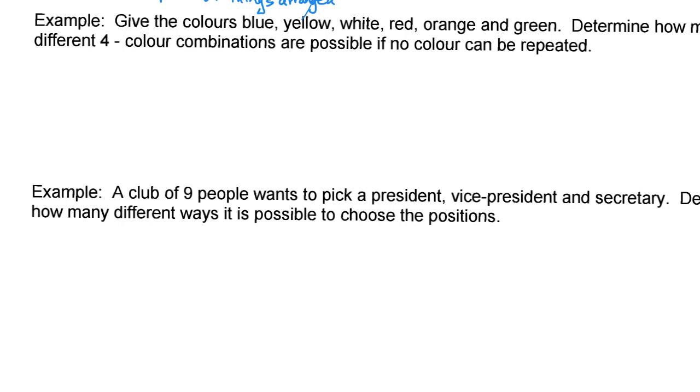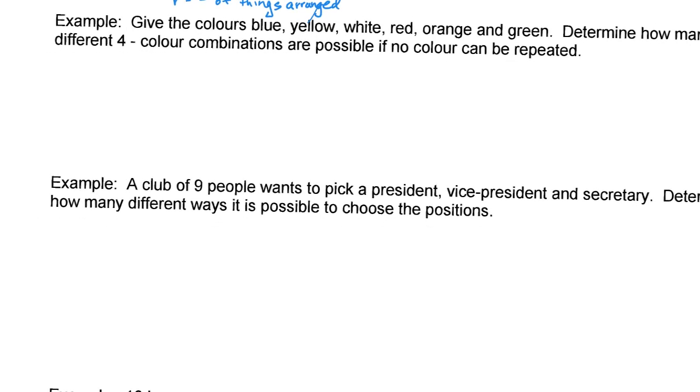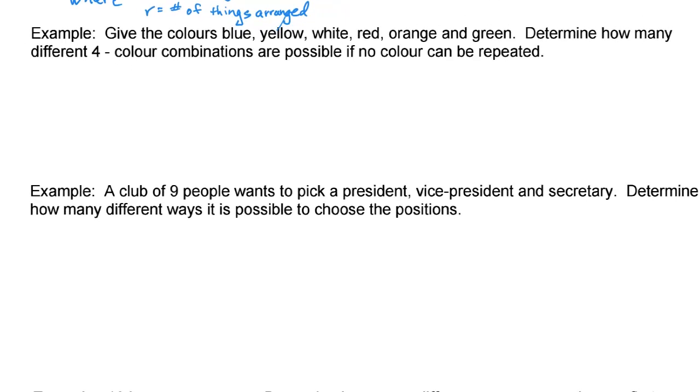So imagine we're given the colors blue, yellow, red, orange, and green. Okay, now I need you to determine how many different 4 color combinations are possible if no color can be repeated. So the moment that you see that no color can be repeated, that requires a factorial. Now let's take a look at that. So at the beginning, it says the number of color combinations are what we're looking at.